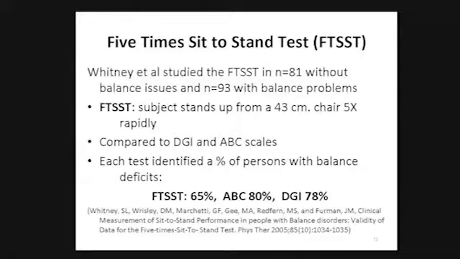5 times sit to stand, 65%. That's pretty good for a quick thing that takes about 8 to 10 seconds to do. So if you're in a hurry and want to do a quick test, that's a good one. ABC test, 80%. Dynamic gait index, which is going to probably take you a good 15, 20 minutes to do, 78%.